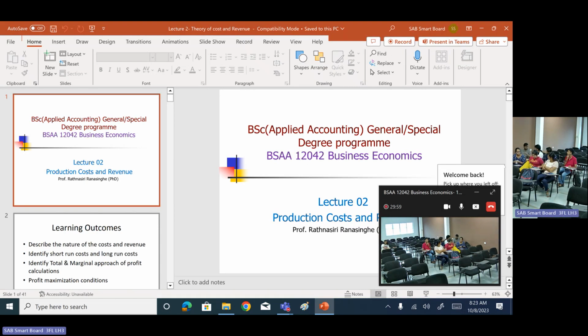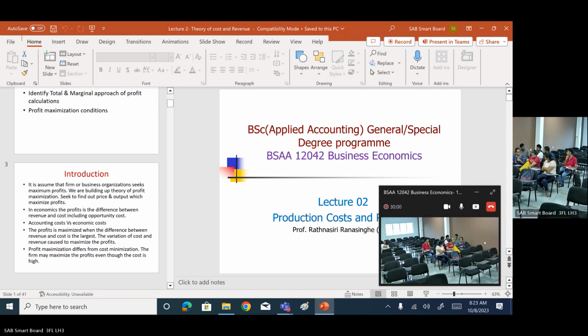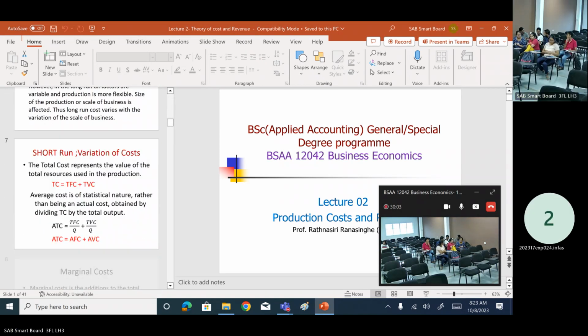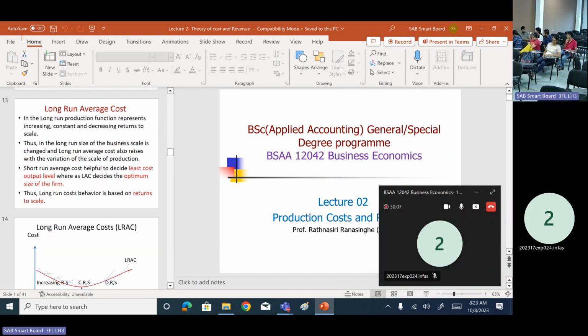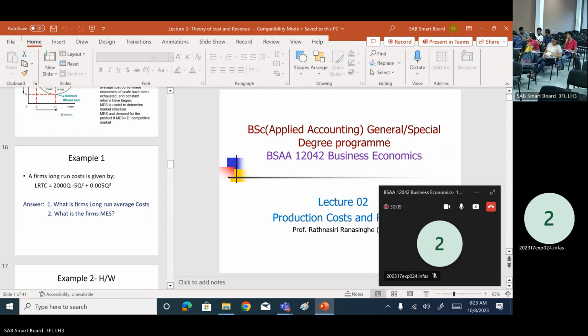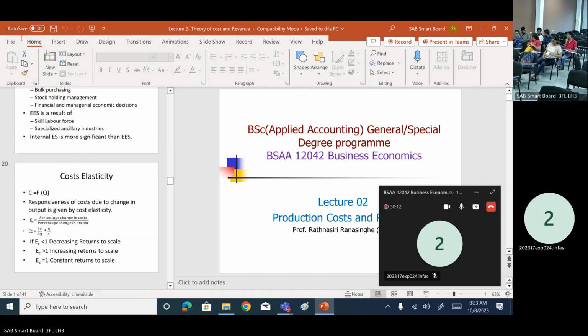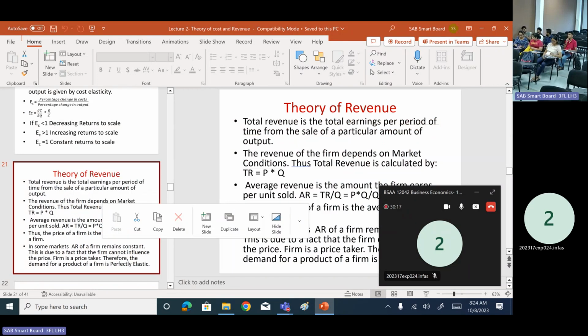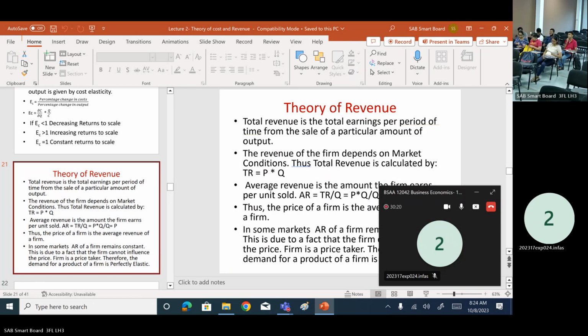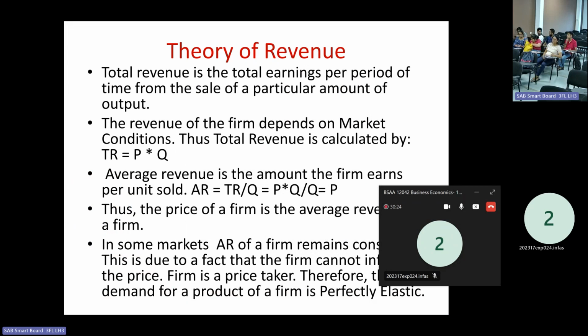And remember, last day we talked about the cost. We identified the cost structure: short run cost and long run cost.